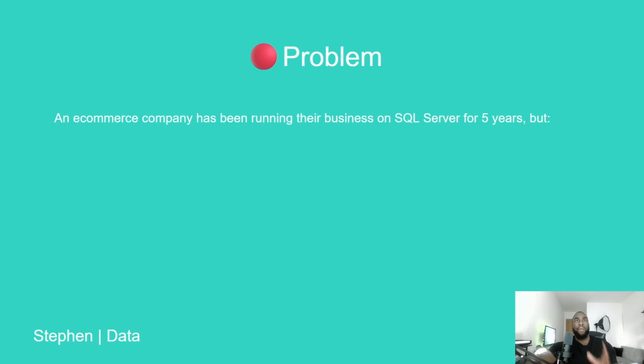An e-commerce company has been running their business on SQL Server for 5 years, but licensing costs are expensive. So there's clearly cost pressure. The licensing fees for SQL Server are getting more expensive as they're scaling to more database servers. Reporting queries are getting slower. So the data team are complaining about how slow their reporting queries are getting by using SQL Server, no matter how many optimization techniques and approaches they try out.